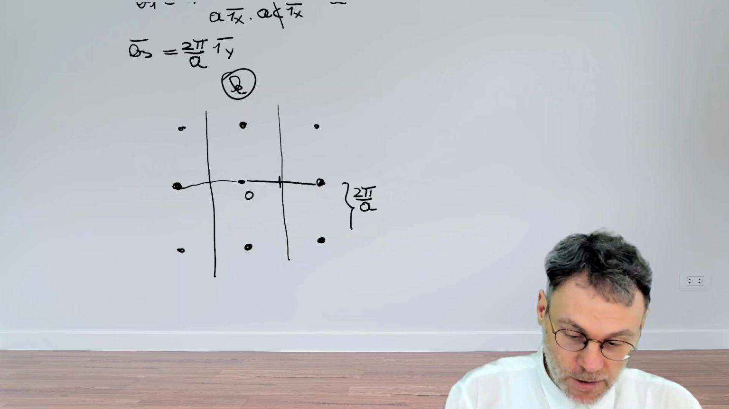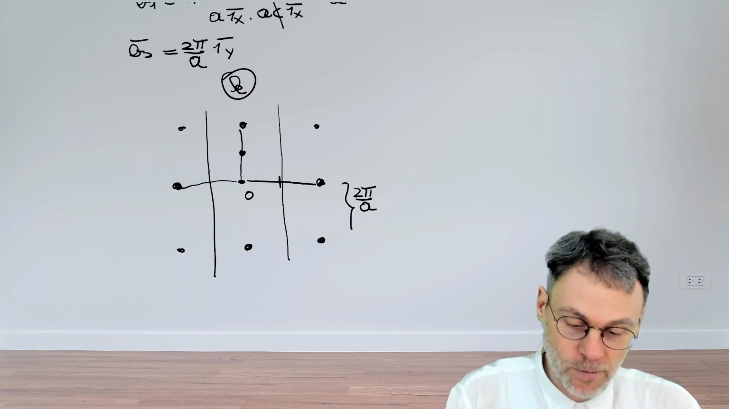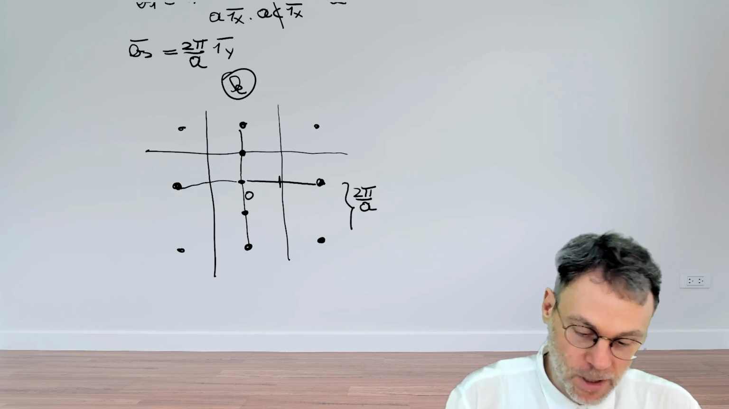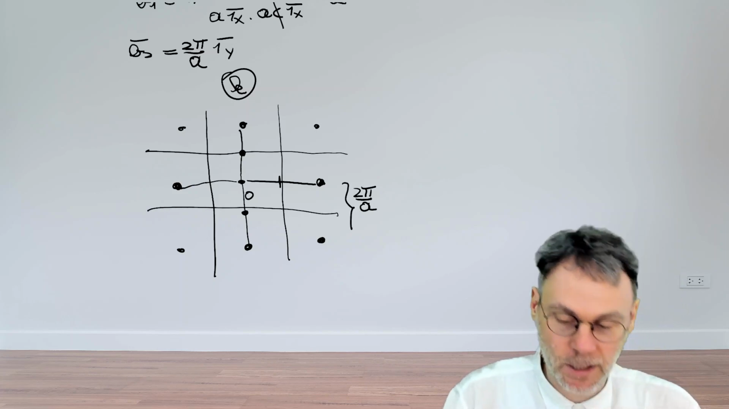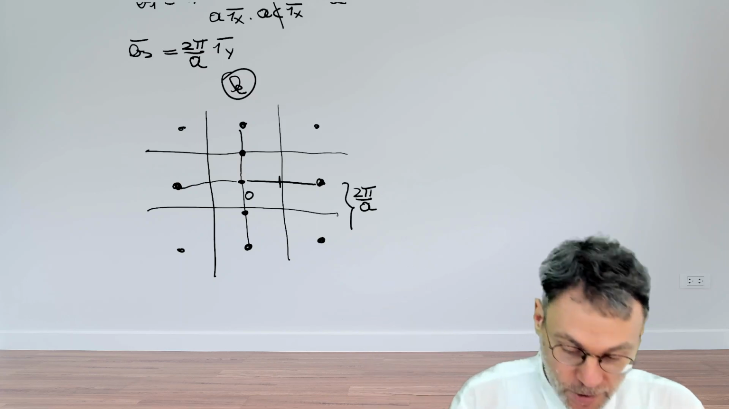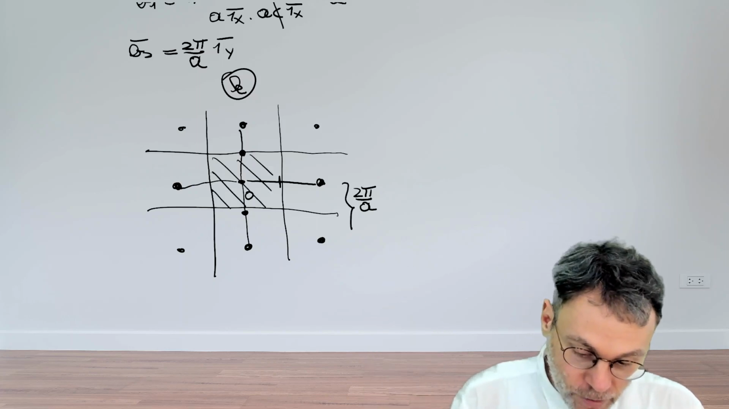So we look at this line, we divide it by 2, and again we bisect. And again we repeat the same thing over here, and we bisect. So now, if we take the intersection between these two strips, we end up with this square here.